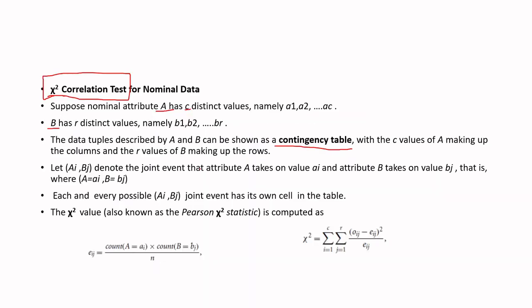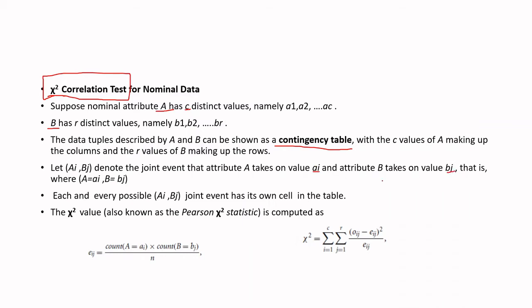Okay, so going back here, the data tuples described by A and B can be shown as a contingency table with the C values of A making up the columns and the R values of B making up the rows. Now, if AiBj denotes the joint event that attribute A takes on value Ai and attribute B takes on value Bj, then for each and every possible AiBj, that is the joint event that attribute A takes on value Ai and attribute B takes on value Bj.